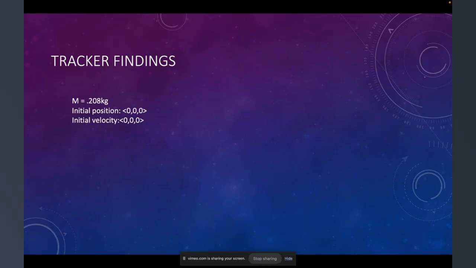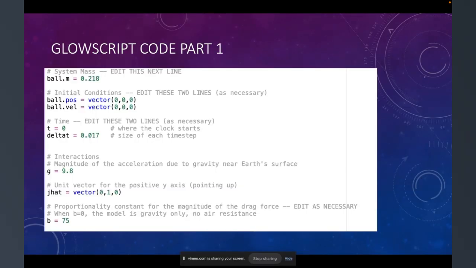Through our Tracker findings, we found the initial position and initial velocity, and the mass of the slinky we found using the average mass of the slinky. All these findings were necessary to create a GlowScript model. So then we plugged in our mass and our position and velocity. We put in our initial time and our change in time. We plugged in our gravitational constant, our j hat, which is just the positive y direction vector, and our b, which we just did through trial and error. I just decided to stick with 75 for our drag constant.